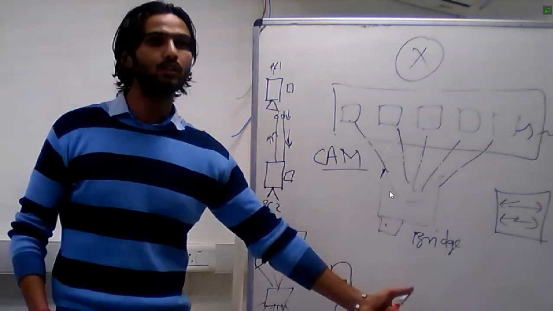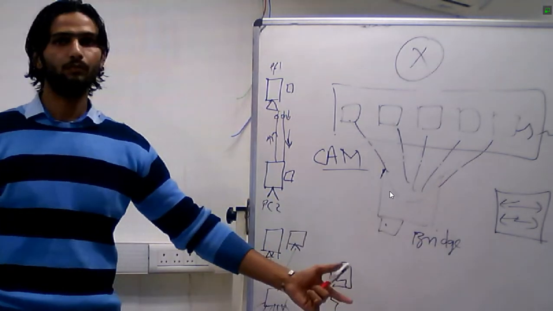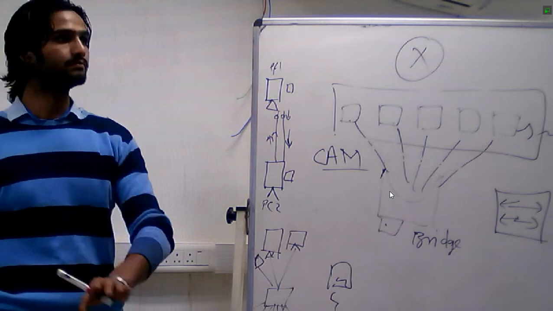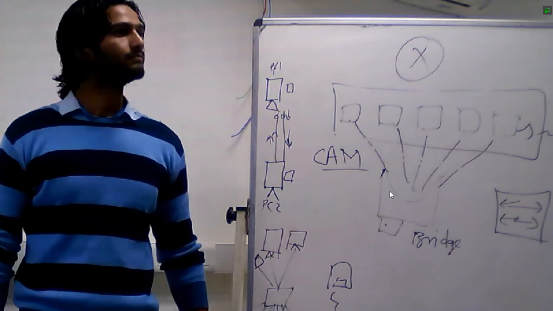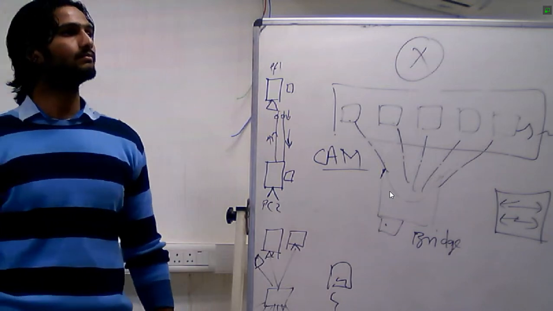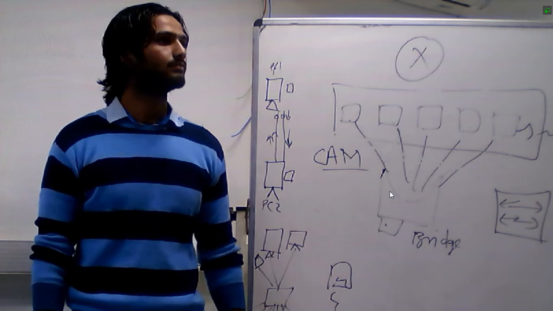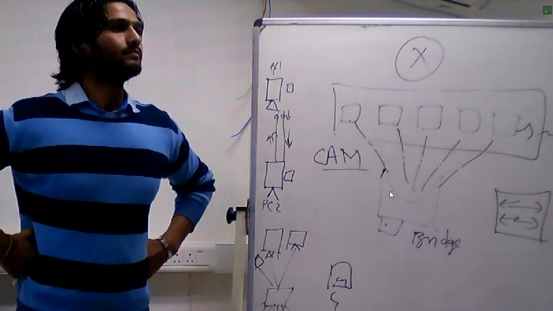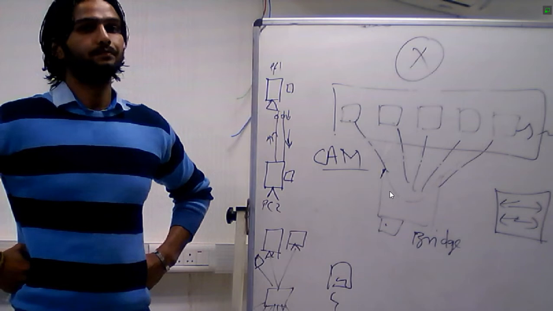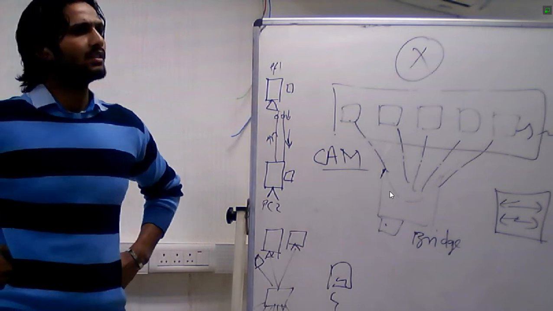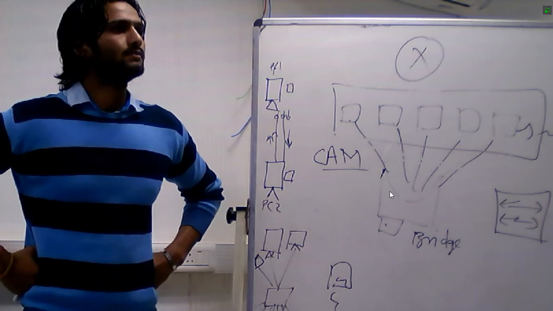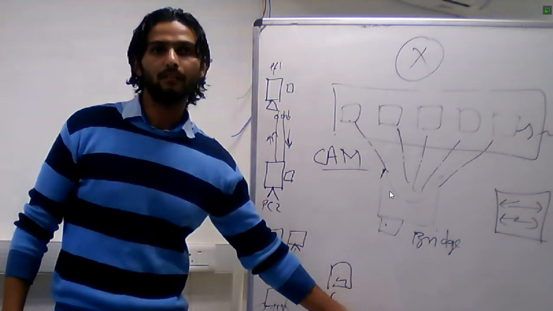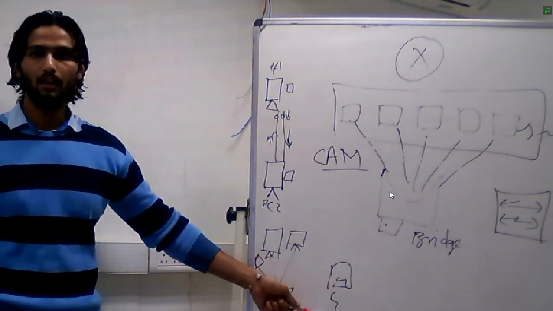Hub chances of collision is more. So basically, these three parameters you consider. Then there is actually one more parameter. Your hubs and your bridges are just software based, and your switches are using ASICs, application specific integrated circuits. So these are the parameters which I talk about the hub.